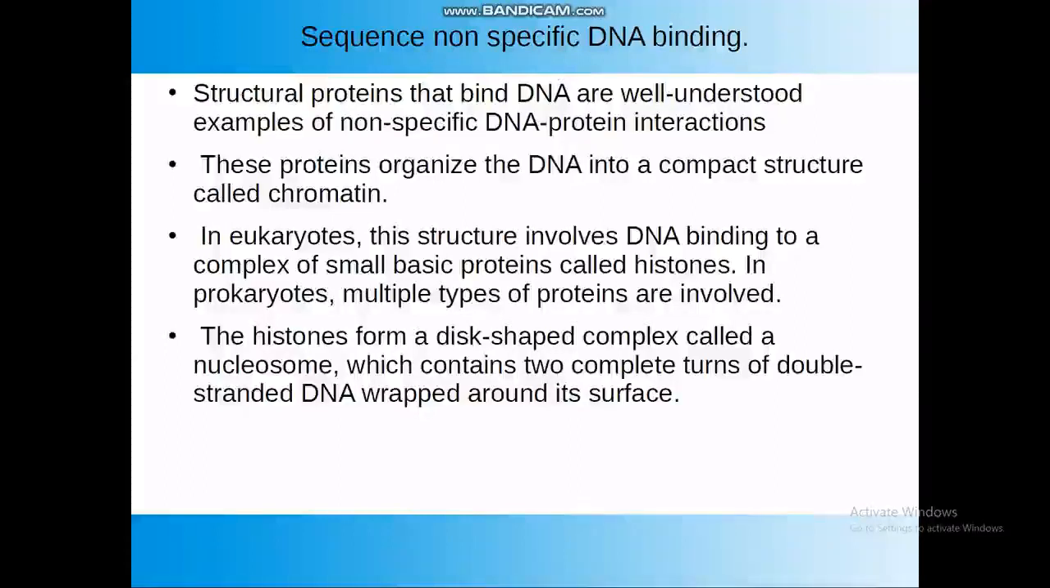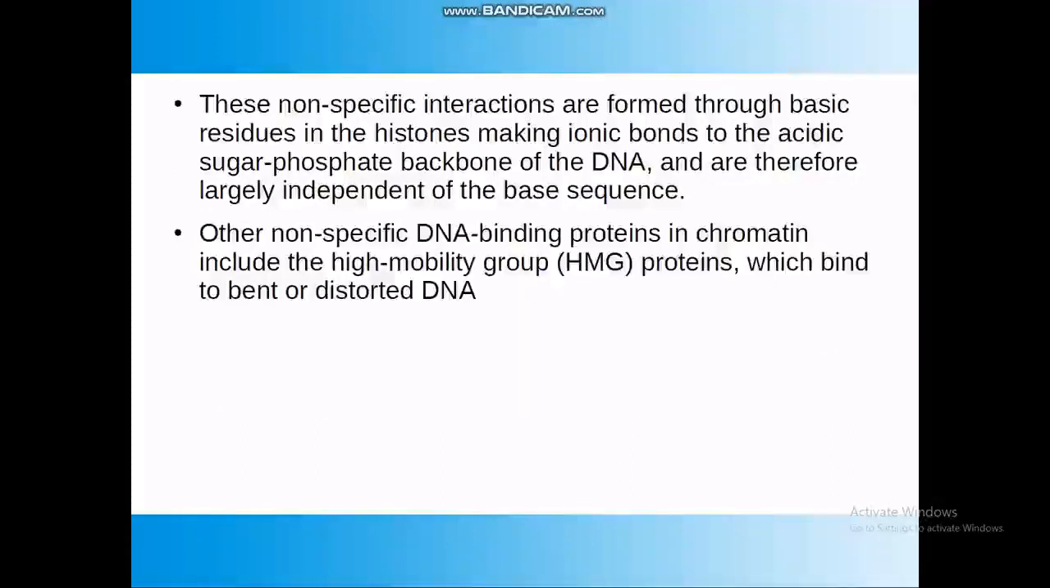These non-specific interactions are formed through basic residues in the histones, making ionic bonds to the acidic sugar phosphate, which is the backbone of the DNA, and are therefore largely independent of the base sequences. Other non-specific DNA binding proteins in chromatin include the high mobility group proteins, which bind to distorted or bent DNA.